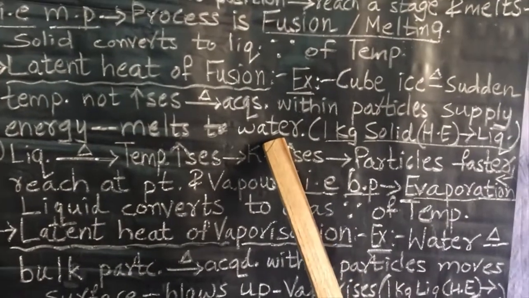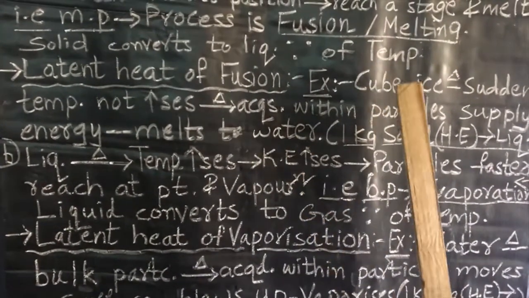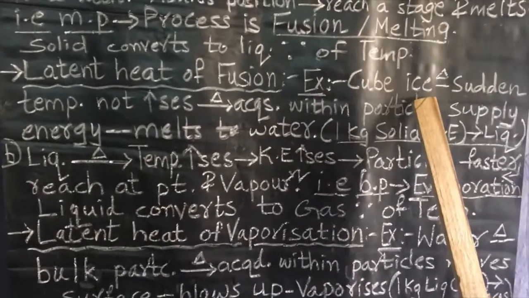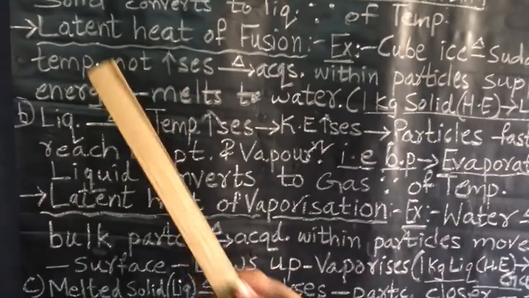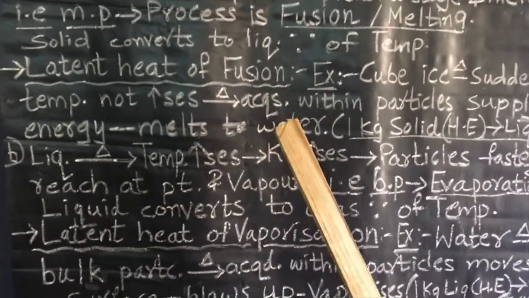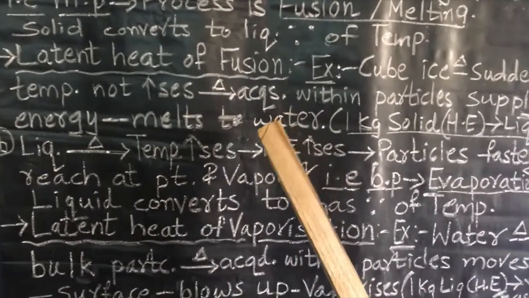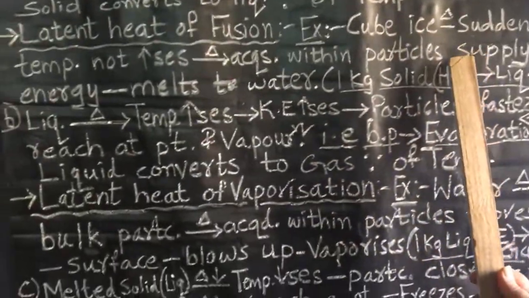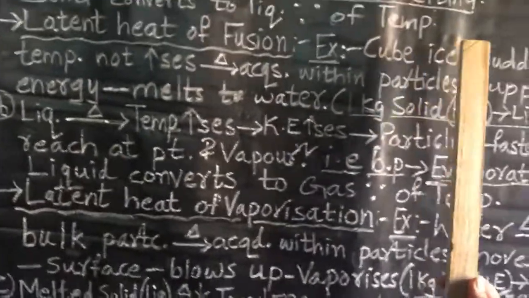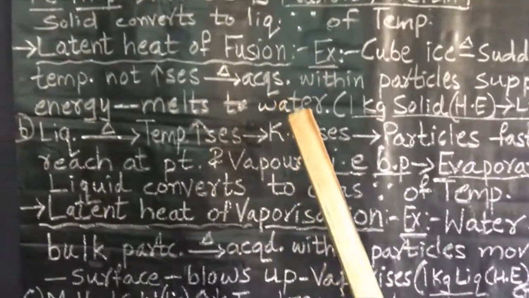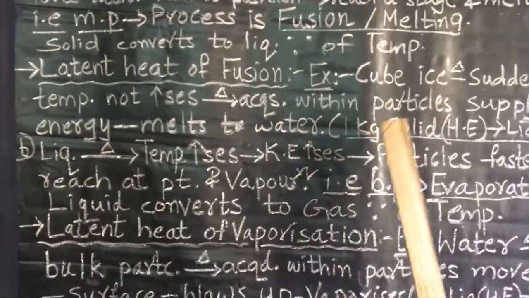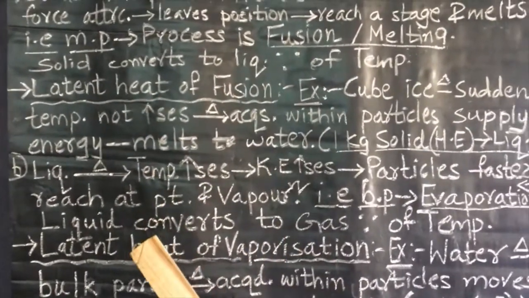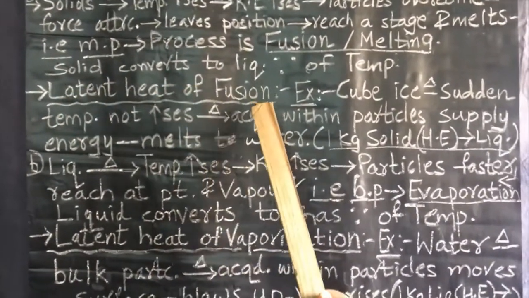So the question here is that as soon as heat is applied to it, the temperature does not suddenly change. How is this explained and how are we able to understand this? Because this heat which is applied to the ice cube and it melts to water, that heat energy is termed as latent heat of fusion. So what is latent heat of fusion?